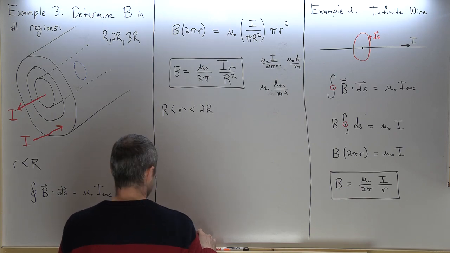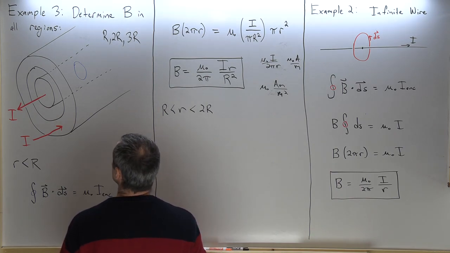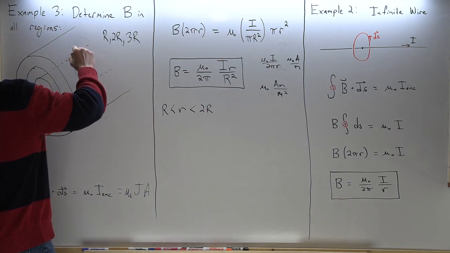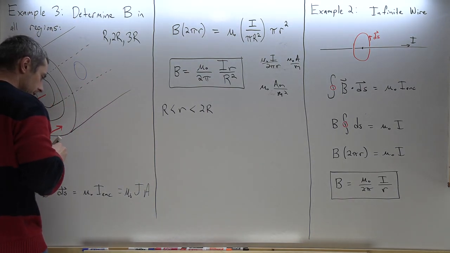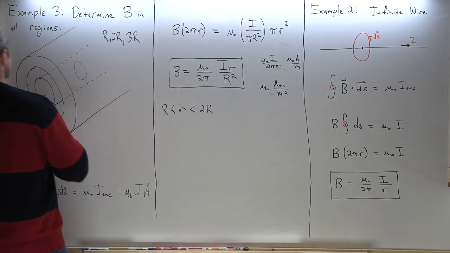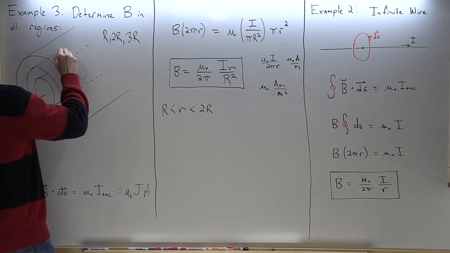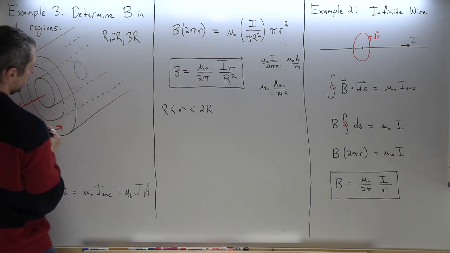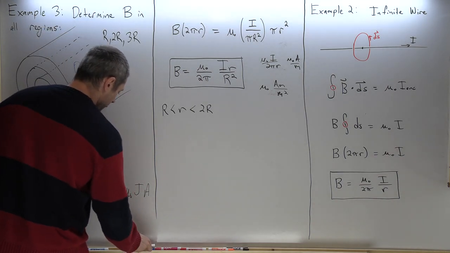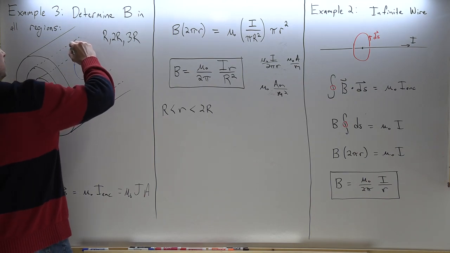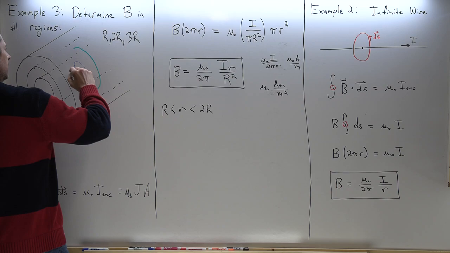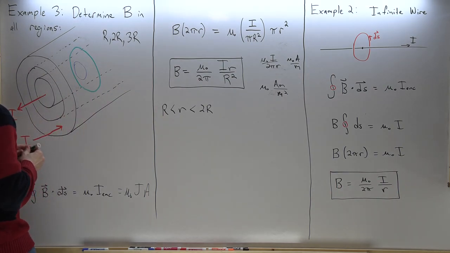So I would create an Amperian loop. Let's see. I guess I could try green, like this. Oh, I forgot a couple dotted lines here. This is the inner surface. This is the inner surface. So my Amperian loop will be something like this.